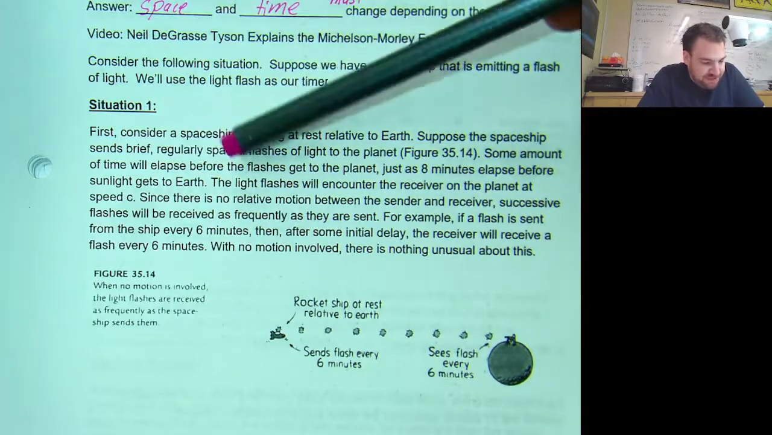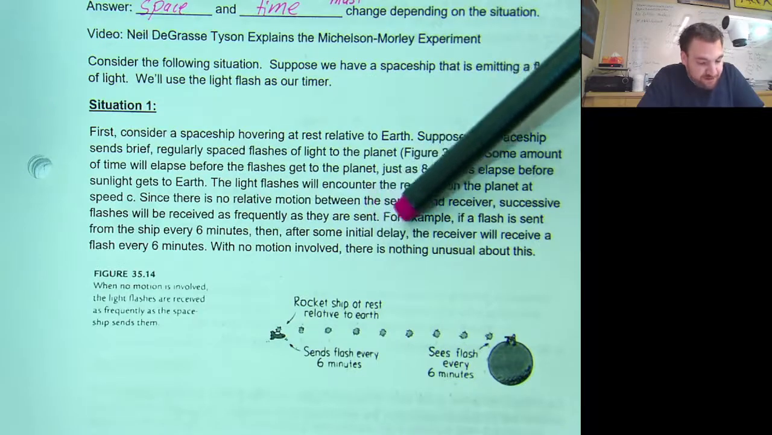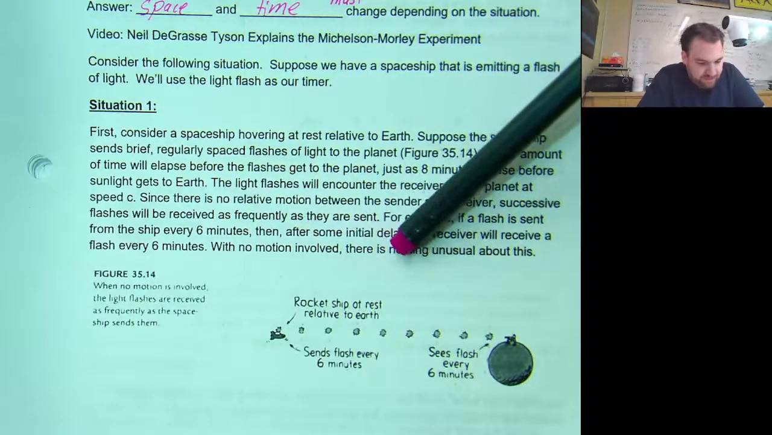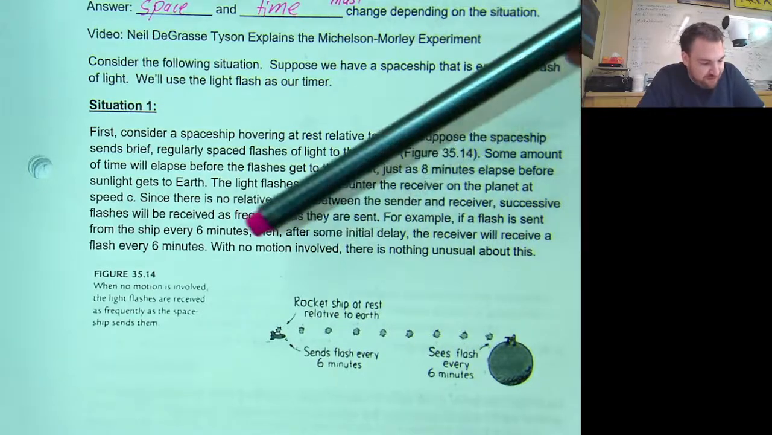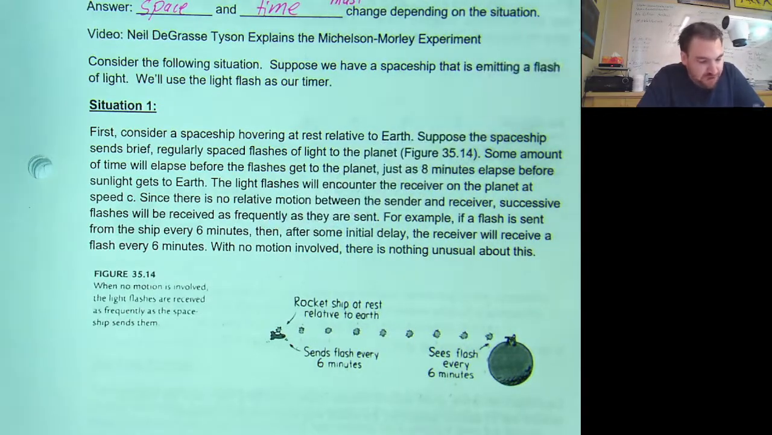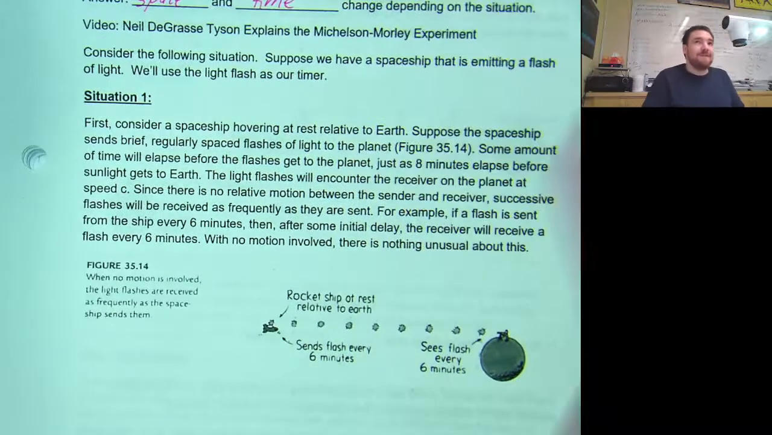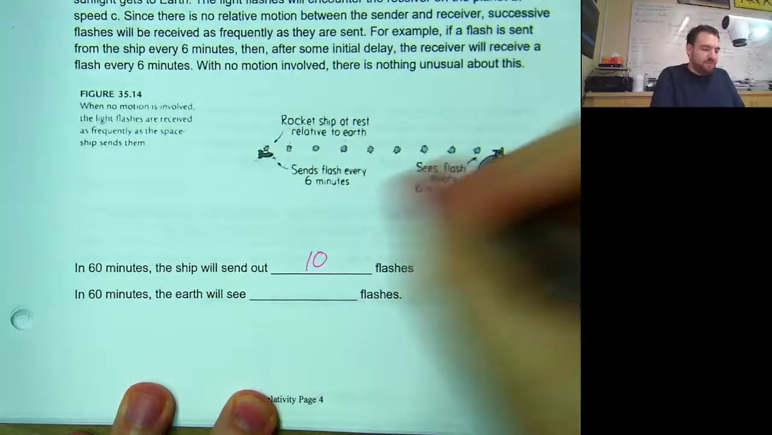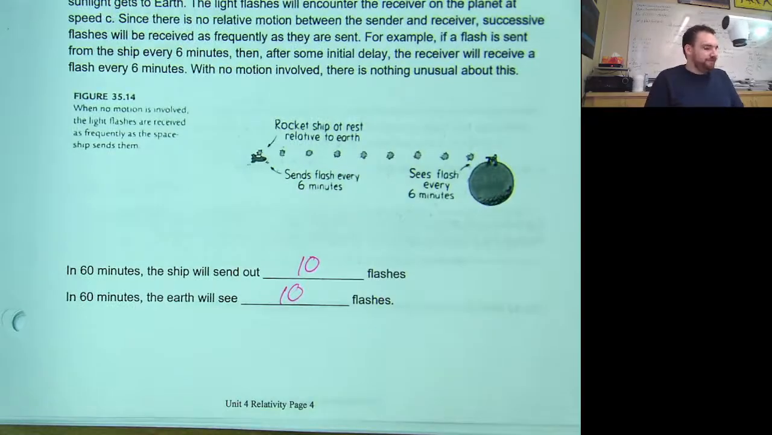Successive flashes will be received as frequently as they are sent. For example, if a flash is sent every 6 minutes, then after some initial delay, the receiver will receive a flash of light every 6 minutes. With no motion involved, there is nothing unusual about this. You're cool with this, yes? So in 60 minutes, the ship sends out how many flashes? And the Earth receives... Cool, flip the page.